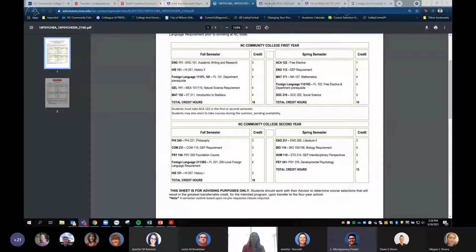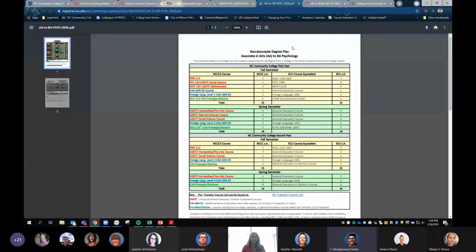And I have another one that I can show you. This is a BDP from ECU. As you can see, they have theirs laid out a little bit different. It's still in a semester by semester format, but I kind of like the way ECU lays theirs out because everything is color coded.